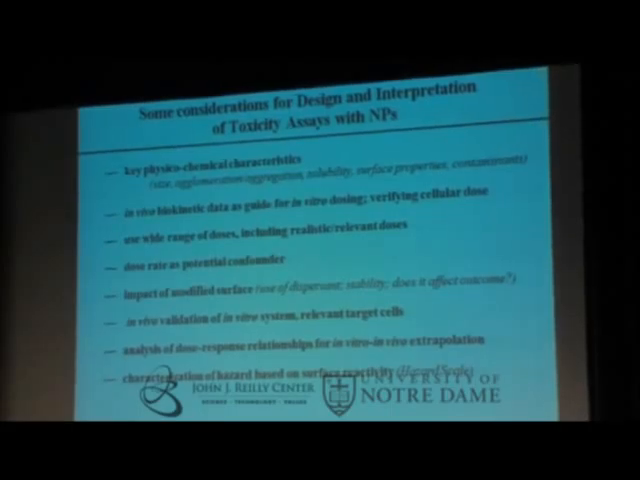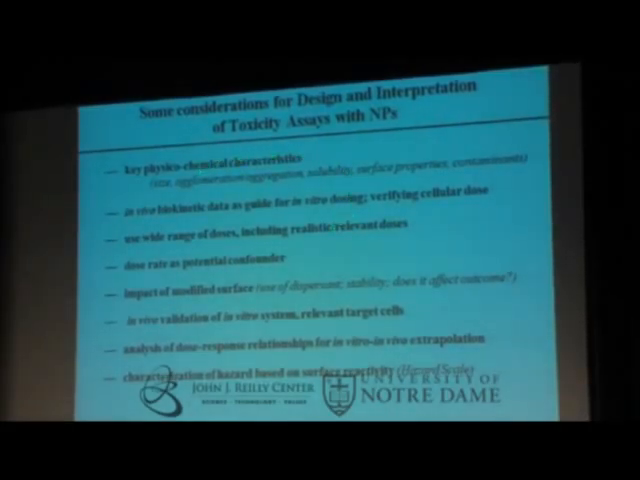Certainly, as has been pointed out several times here, key is the physical-chemical characteristics here, and of different ones. We should not go overboard with this, but it's very important to at least look at the key parameters here, and the in vivo biokinetic data to serve as a guide for in vitro dosing and in order to verify the steady dose. And it is very important to use a wide range of doses, including realistic relevant doses. So I'm not saying that these high-dose studies are necessarily meaningless, but it's the way they are interpreted that can often be questioned as being meaningful at all. So we should use a wide range of doses.